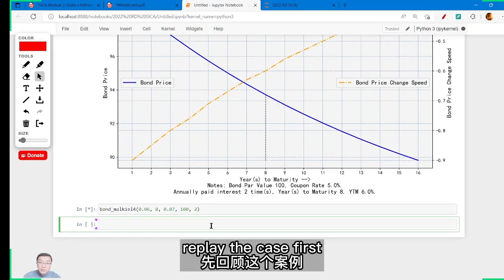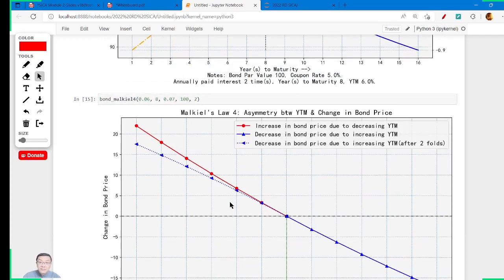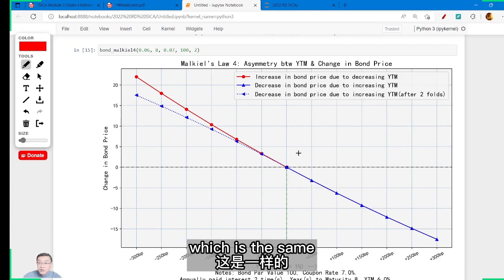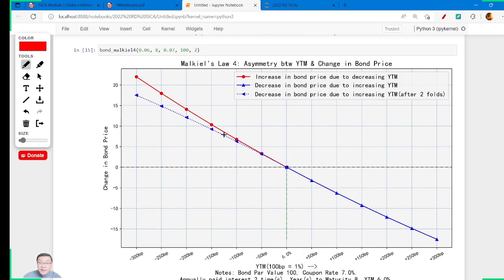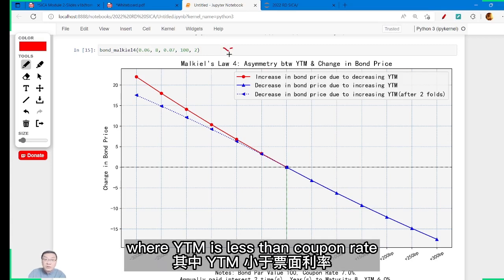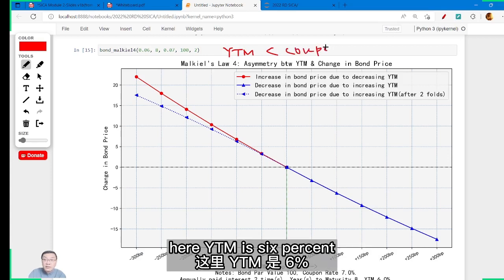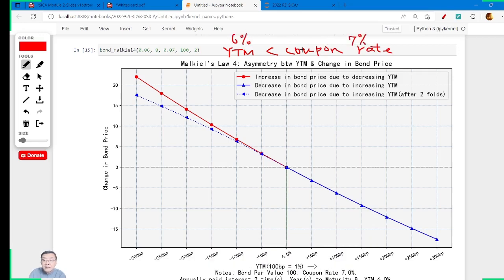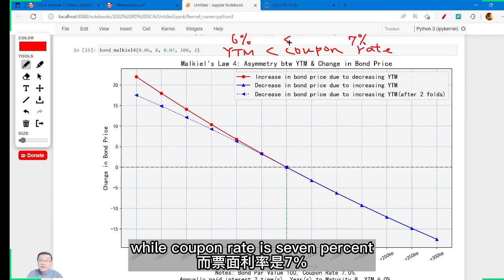Let's replay the case first. Now we find the situation which is the same. And please remember, this is the scenario where YTM is less than coupon rate. Here YTM is 6%, while coupon rate is 7%. So 6% is less than 7%.